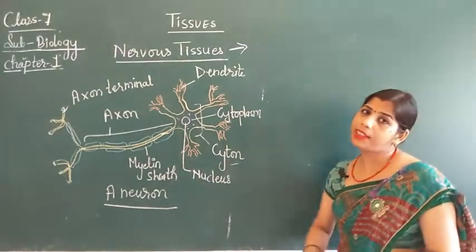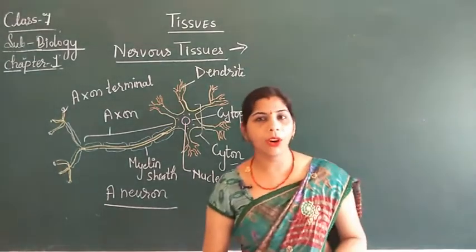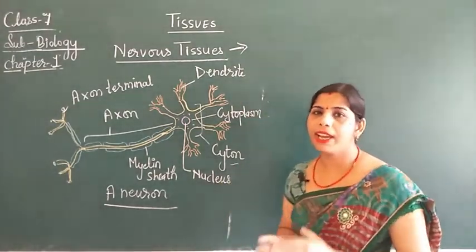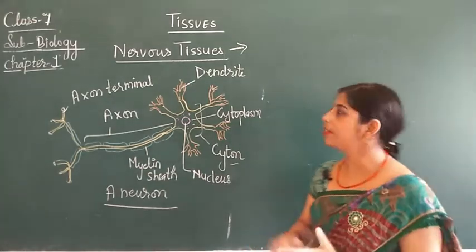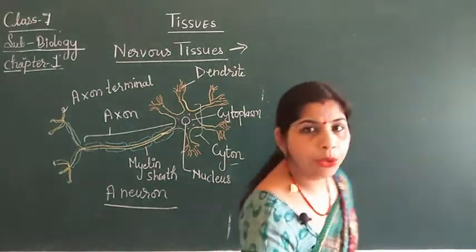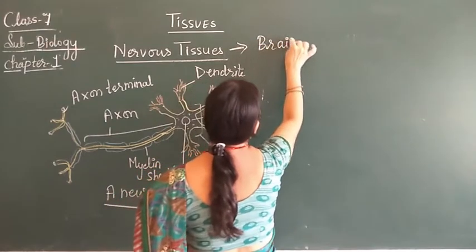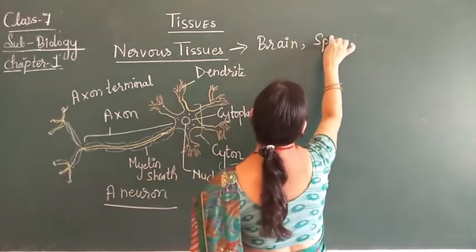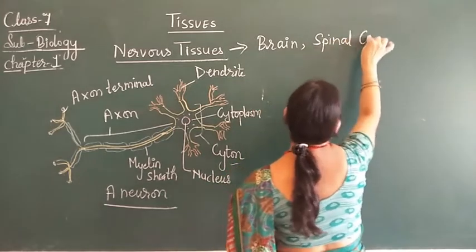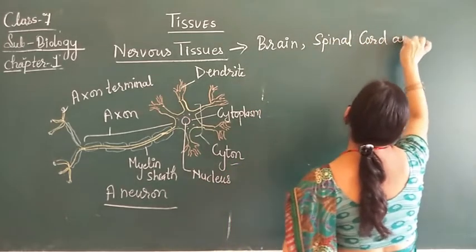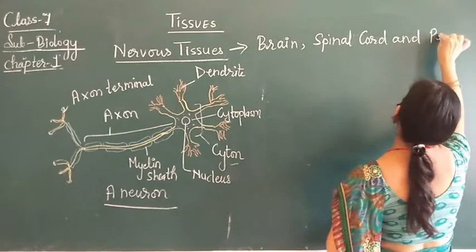These nervous tissues are very important for you because they are related to your brain, spinal cord and peripheral nervous system. That means the nervous tissues are present in the brain, spinal cord and peripheral nervous system.